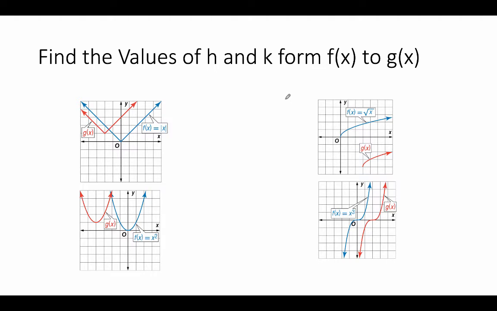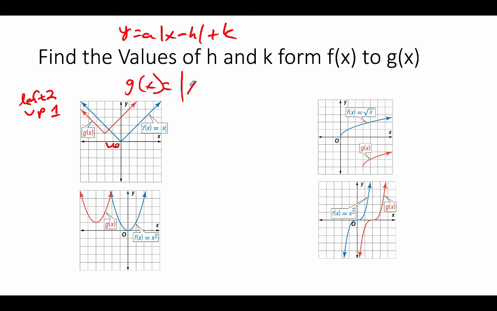Find the values of h and k to form g of x. So they're saying f of x for all of these are the basic ones. So I think about this going left 2, up 1. If you look at y equals a times the absolute value of x minus h, plus k, left 2 means h is going to be negative 2. I'm going to actually have an x minus negative 2. So this one will be g of x equals the absolute value of x plus 2, plus 1.